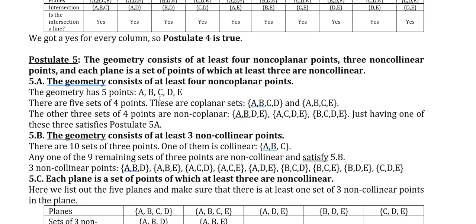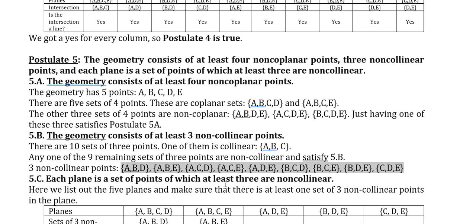The geometry has 5 points, so that's at least 4, but let's see, there are 5 sets of 4 points. These 4 are coplanar point sets, but the other 3 sets are non-coplanar. Any one of these would be enough to satisfy 5A. 3 non-collinear points. Well, there's only one set of 3 collinear points. So take any other set of 3 points, any of these, just one of these sets of 3 points would be a set of 3 non-collinear points. And that'd be enough to satisfy 5B.